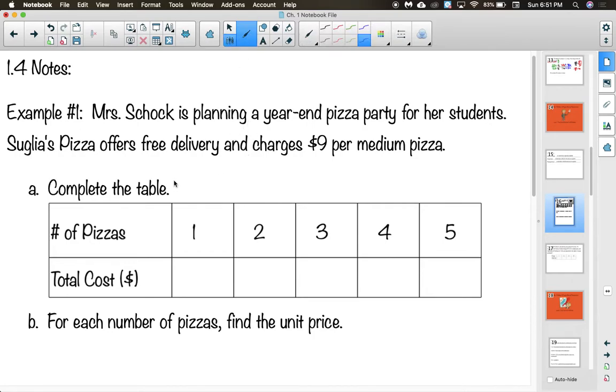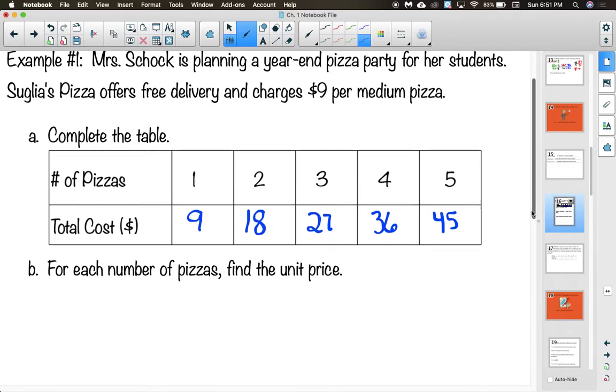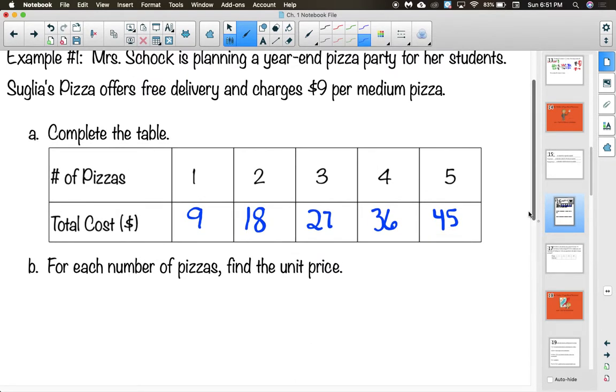So, first thing we're going to do is complete the table. Free delivery is a big important thing here, so that means all that we're paying for is the pizza, nothing else. So if we pay for one pizza, we will spend $9. Two pizzas, 9 plus 9, is $18. Three pizzas, 9 plus 9 plus 9, or 9 times 3, is $27. Four pizzas is $36, and 5 pizzas is $45. So there's our first step, to get our table.